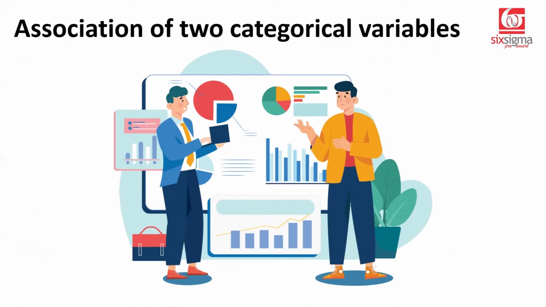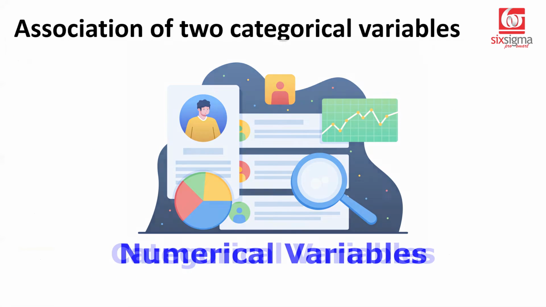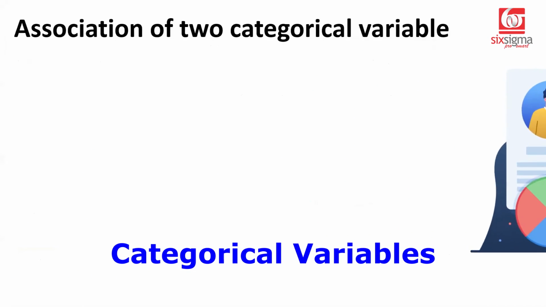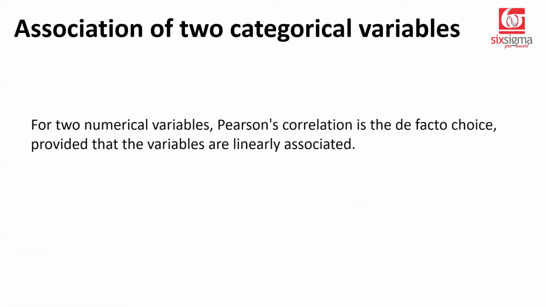Often while working with different kinds of data sets, we come across different variables. So we may be dealing with variables which are purely numerical in nature, and then we may also be dealing with variables which are categorical in nature. When we're dealing with two numerical variables, we have a de facto choice that's known as the Pearson's correlation, which is a measure of linear association between the numerical variables.